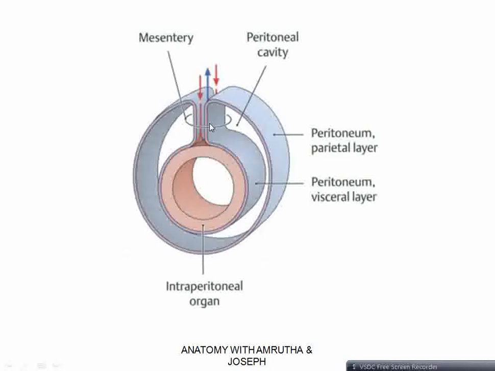Mesentery is a term which we use when it is considered to be the intestine. This organ is considered to be intestine. Anyway, this part of the peritoneum that is connecting the organ to the posterior abdominal wall is called mesentery here, as in the case of intestine. You can also see there is a gap where the structures can either enter or leave the organ through this area. So this is considered to be an intraperitoneal organ. This area is the peritoneal cavity.